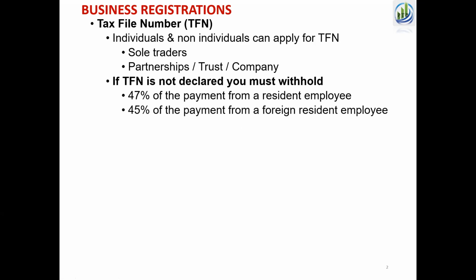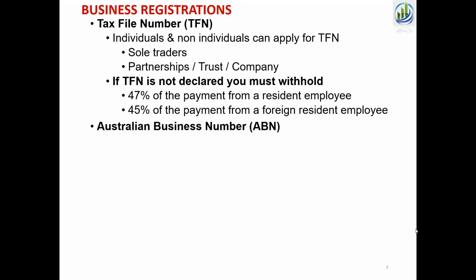But the reason for these two differences, 2% of Medicare levy, is because non-residents, foreign residents, are not paying the Medicare levy. Now the next one is the Australian business number. We call it ABN. If you want to communicate your business tax related matters with ATO, you are required to have an Australian business number.